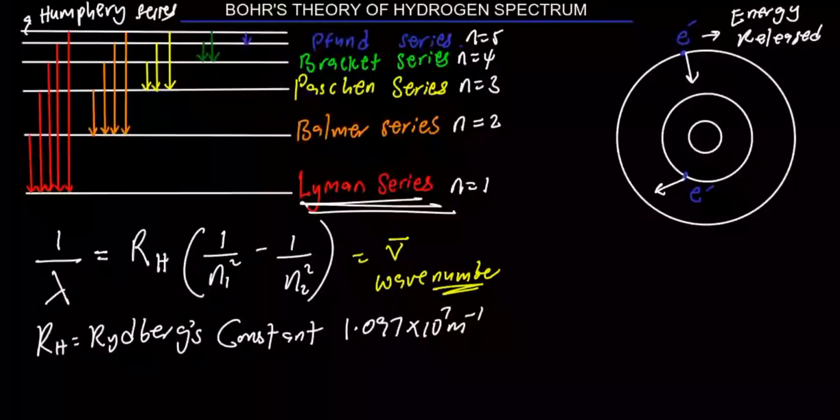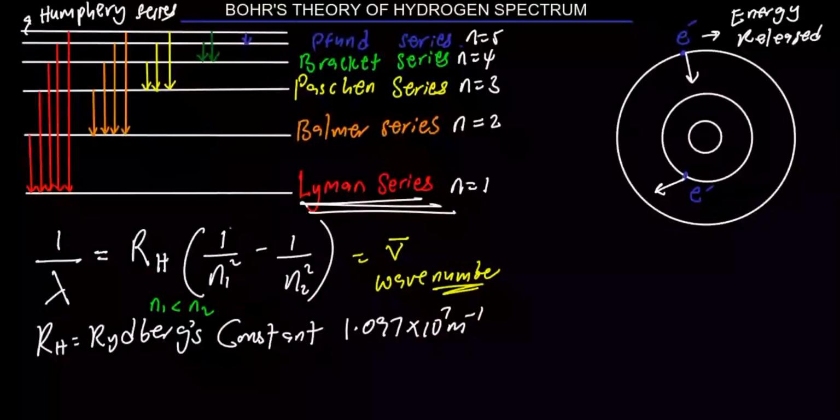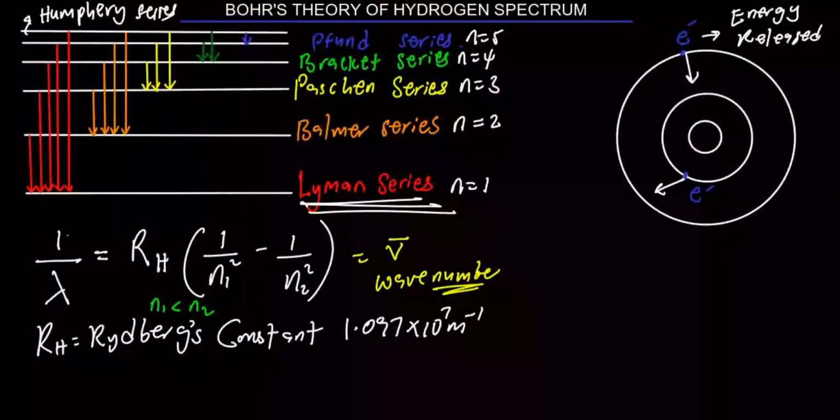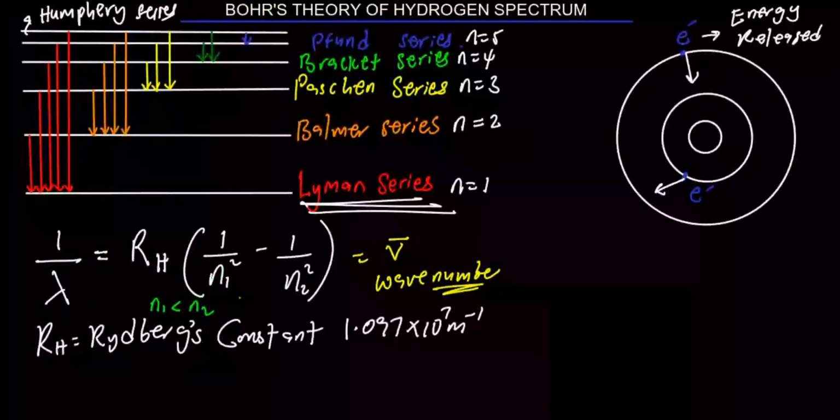Now, take note that this is how we use this formula. In this formula, n1 must always be less than n2, so that what you have here will be a positive quantity. Take note, our lambda is always positive. It cannot be negative. So the n1 that you are going to use here must always be less than n2.